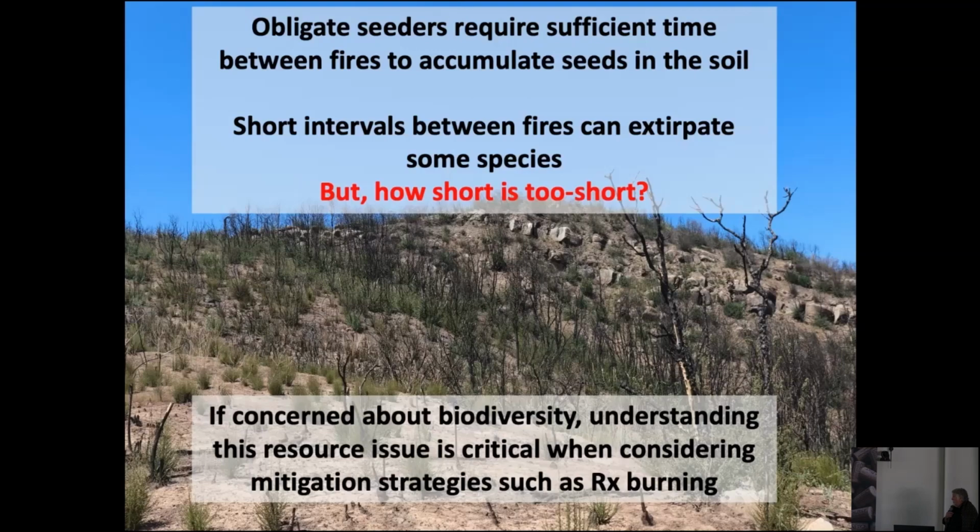In general, if we're concerned about biodiversity in chaparral, we need to understand this issue because it's critical in this day and age, where we're thinking a lot about mitigation strategies such as prescription burning. We need to have some idea of the appropriate prescriptions to avoid biodiversity loss.